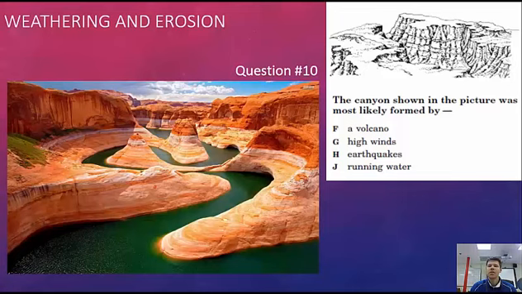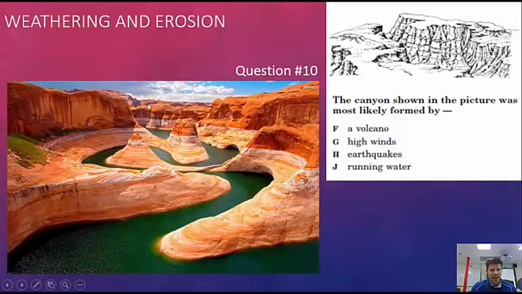Alright, the canyon shown in the picture was most likely formed by, so what forms a canyon? If you notice, the rocks on the top are very flat, and it looks like something just dug out this big S-shaped groove right here. So what could have done that? A volcano? Not likely. High winds? Also very unlikely. An earthquake? I know it kind of gives you that impression. It looks like the earth was pulled apart, but it wasn't that dramatic.